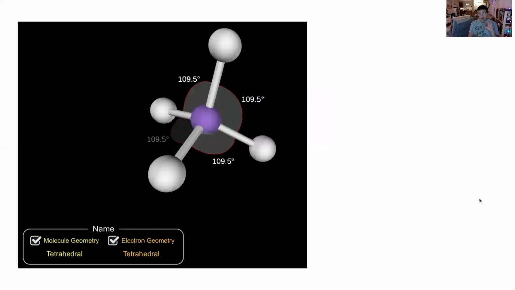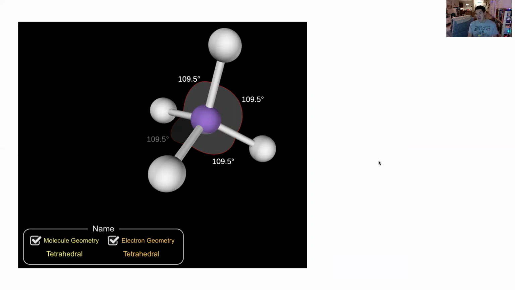All right, so we're going to look at 4 domains. If we start with AX4, the molecule geometry and the electron geometry are the same. They're tetrahedral. And if we look at the bond angles, it's 109.5 degrees. Now, a weird number, but that is the bond angle that allows these bonded atoms in this AX4 example to be as far apart from each other as possible, right? If we make any of these bond angles bigger, 2 domains will get too close. So this gives them the most possible space, the tetrahedral shape.